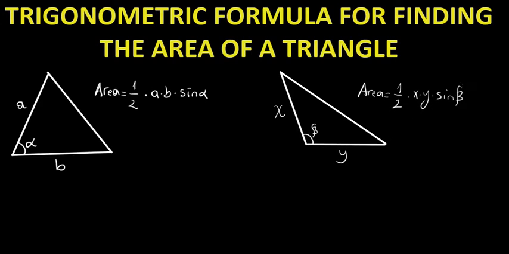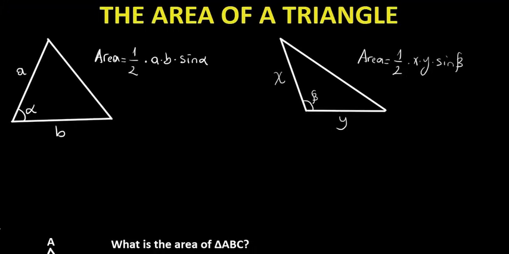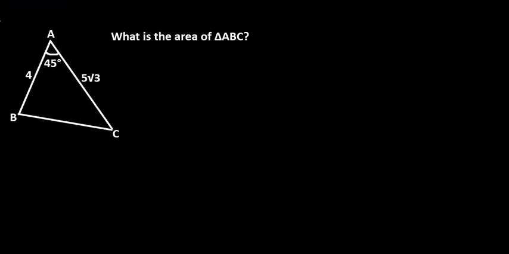Alright then, let's do a few examples. This is going to be our first example. What is the area of the triangle ABC? Let's use the trigonometric formula for finding the area of the triangle ABC. We know the length of AB, which is 4, and the length of AC, which is 5 root 3. And we know that the measure of this angle is 45 degrees.